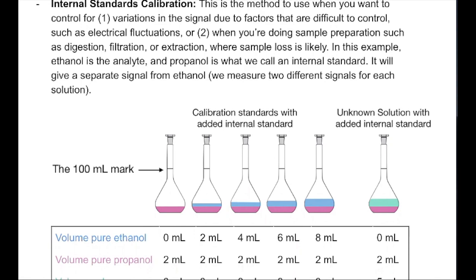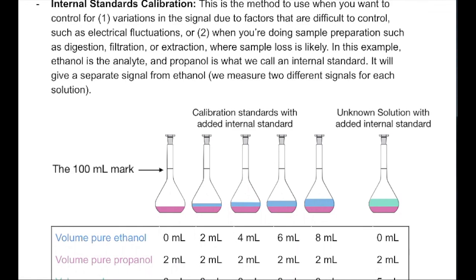For internal standard calibration method, we use this when we want to control for variations in the signal due to factors that are difficult to control, such as electrical fluctuations in our instrumentation, or when we're doing sample preparation such as digestion, filtration, or extraction, where sample loss is likely. Another reason to use the internal standard calibration method is if we are doing an analysis that requires us to inject some sample into our instrumentation, and it's difficult to inject the same amount of sample each time.